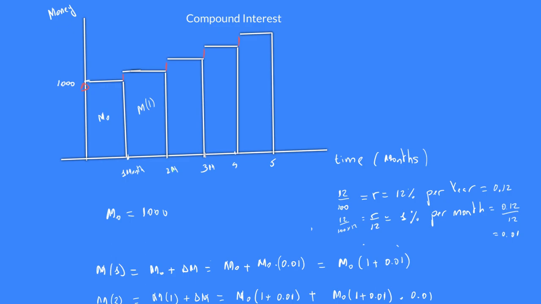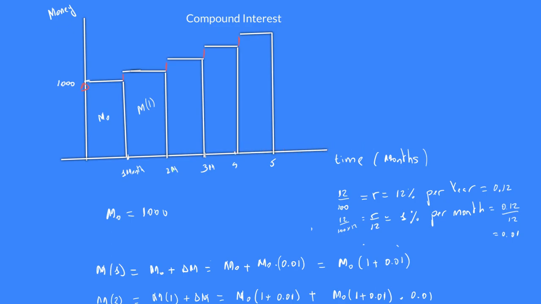The idea of compound interest is you start with a certain amount of money, let's say $1,000. So this is your initial amount of money that we name M0. M0 is $1,000. Okay, the time is in months.